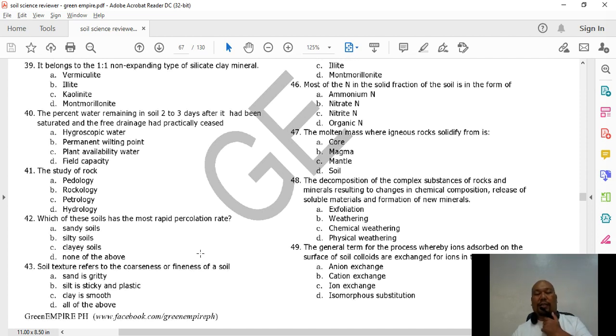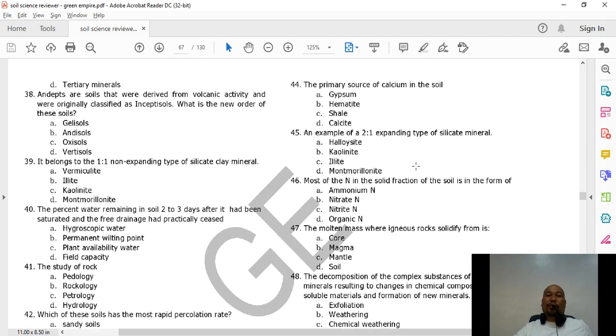So, sand is gritty. It's a true statement, because sand, yes, indeed, is gritty. Silt is sticky and plastic. No, it's not. From a layman's point of view, silt is like powder when you hold it. It is not gritty. Sand is gritty, yes. Silt is not sticky and plastic. Clay is sticky and plastic. But letter C says clay is smooth. That's right. Yeah, all of the above. And we don't know what the question is, so I don't know what the answer is. Okay, to be honest. 44 next.